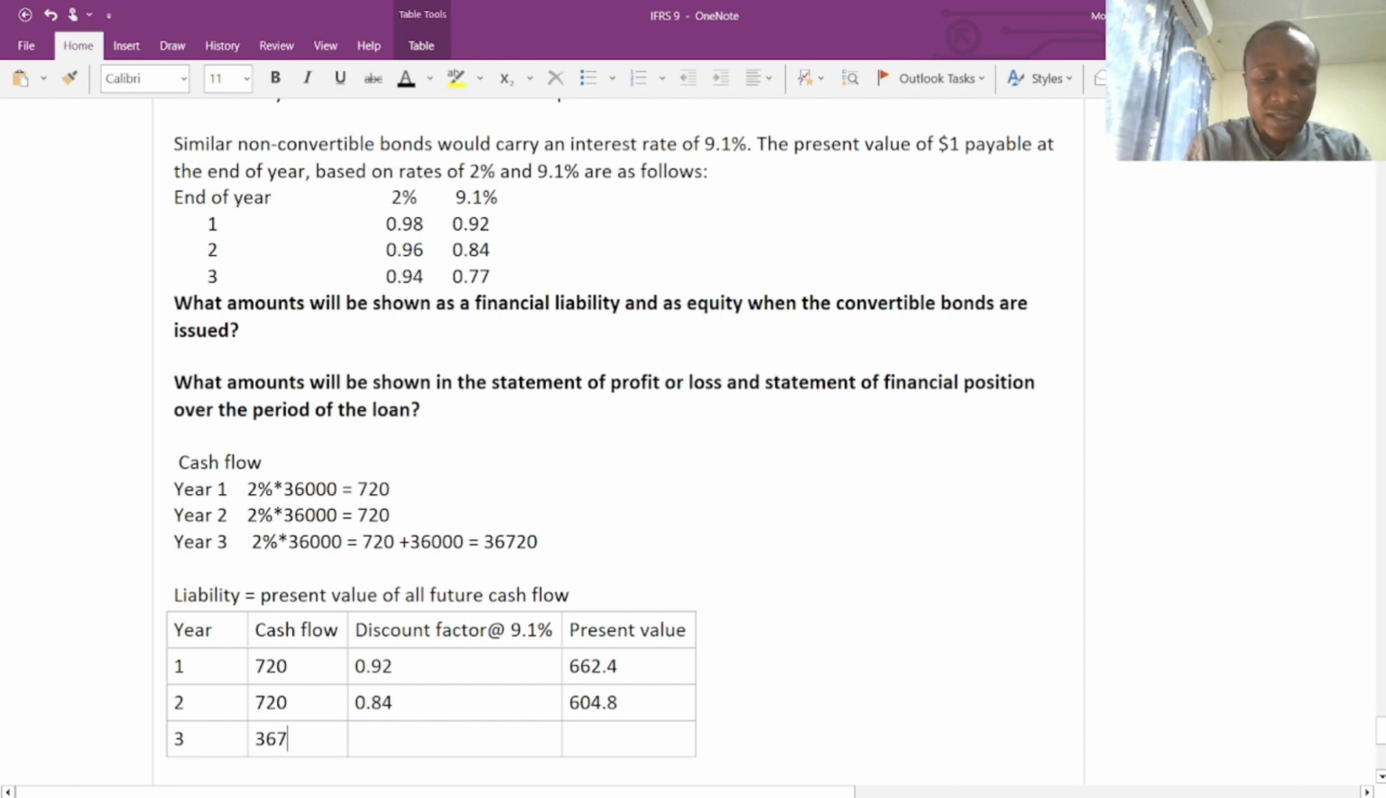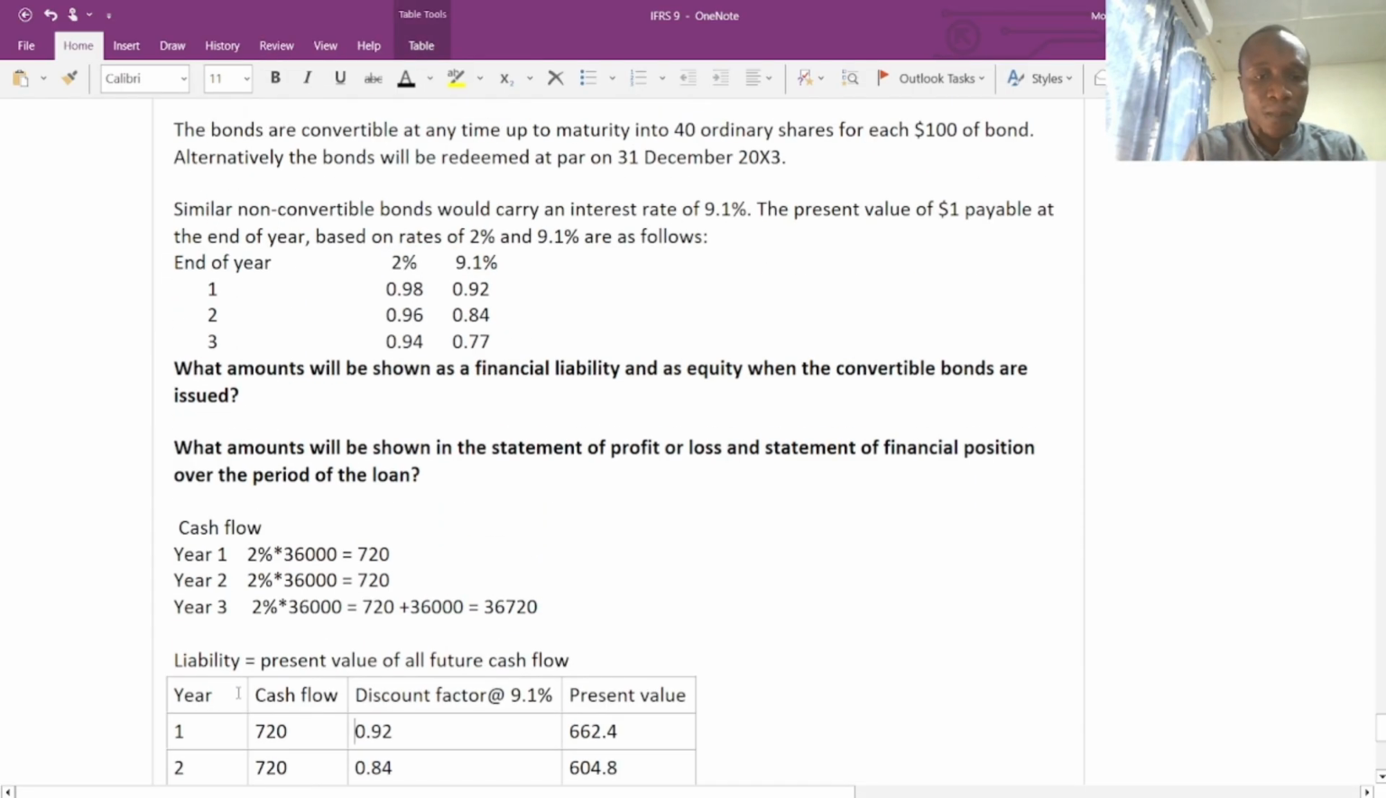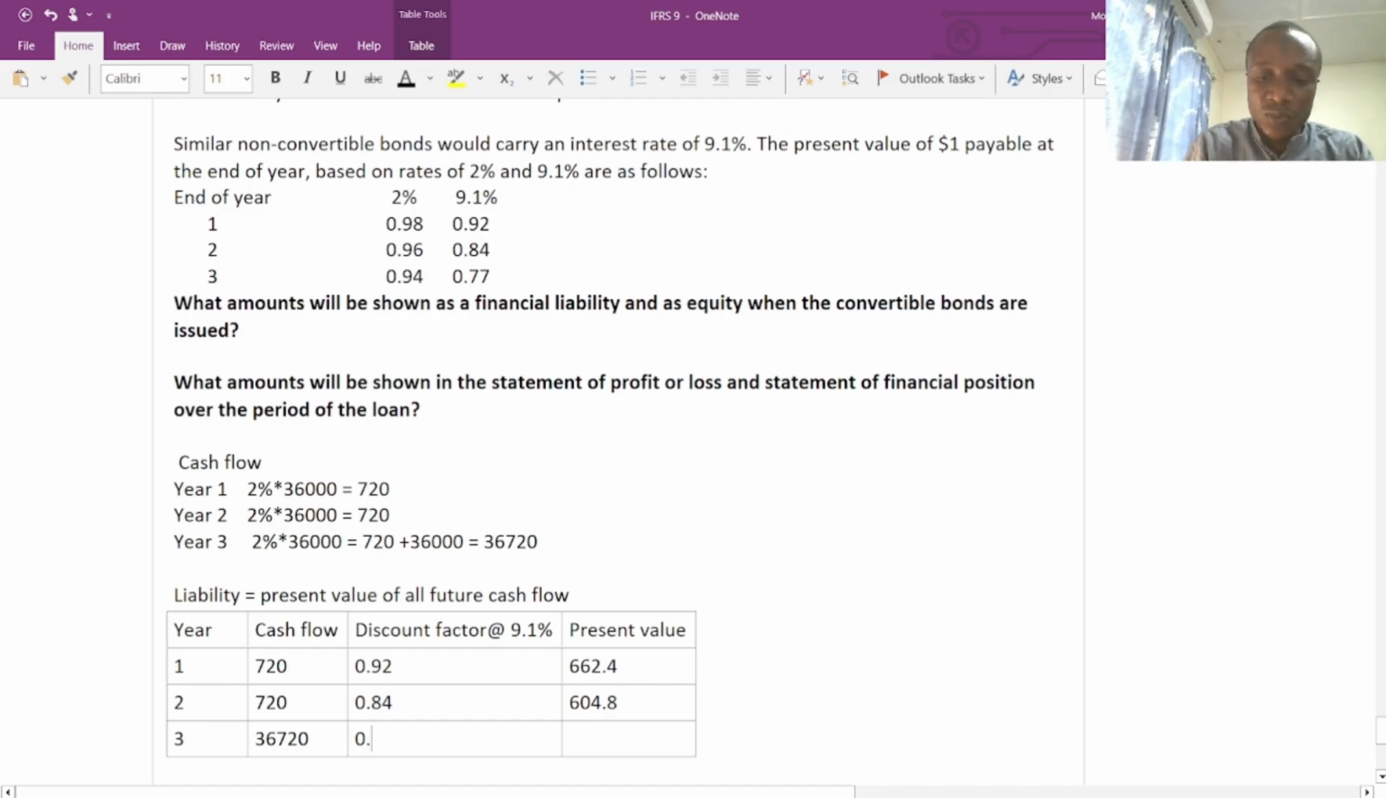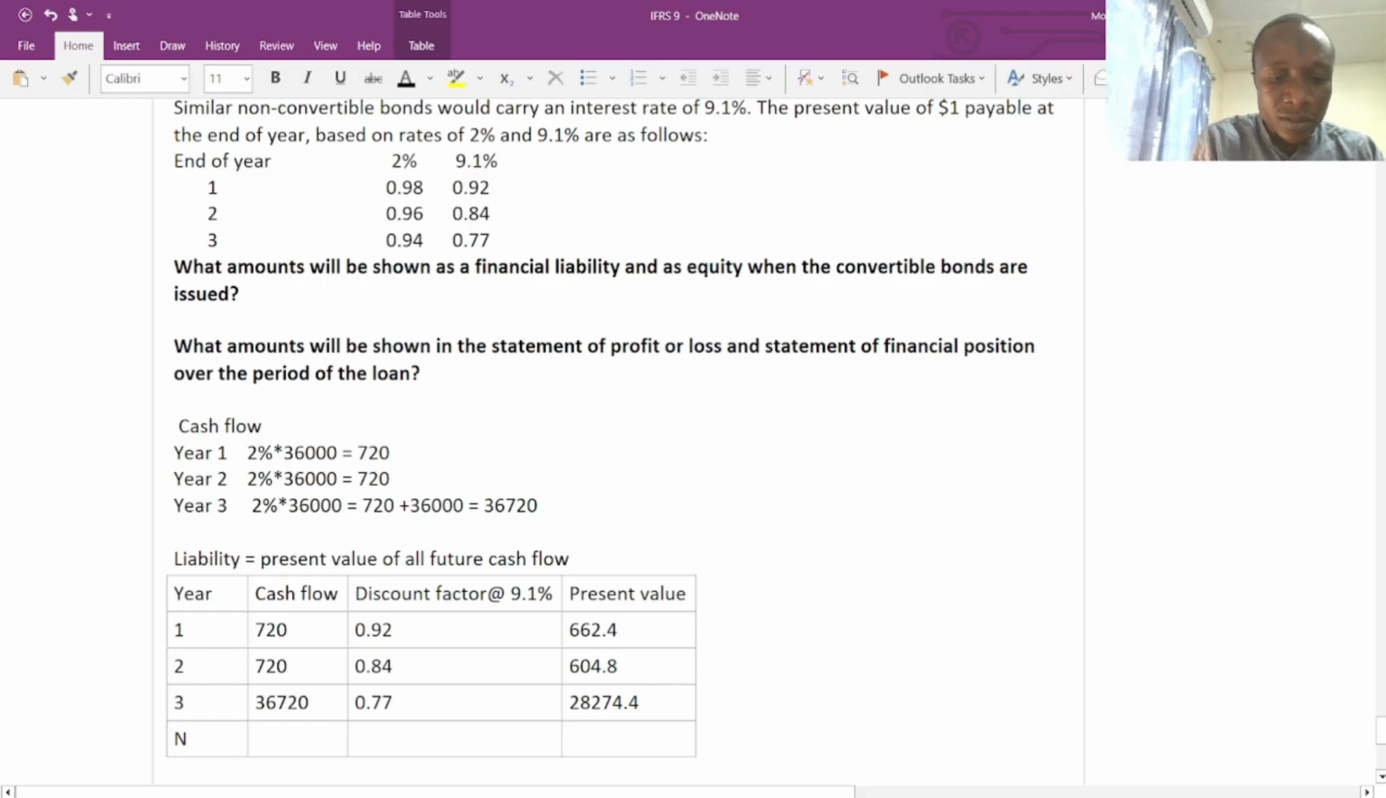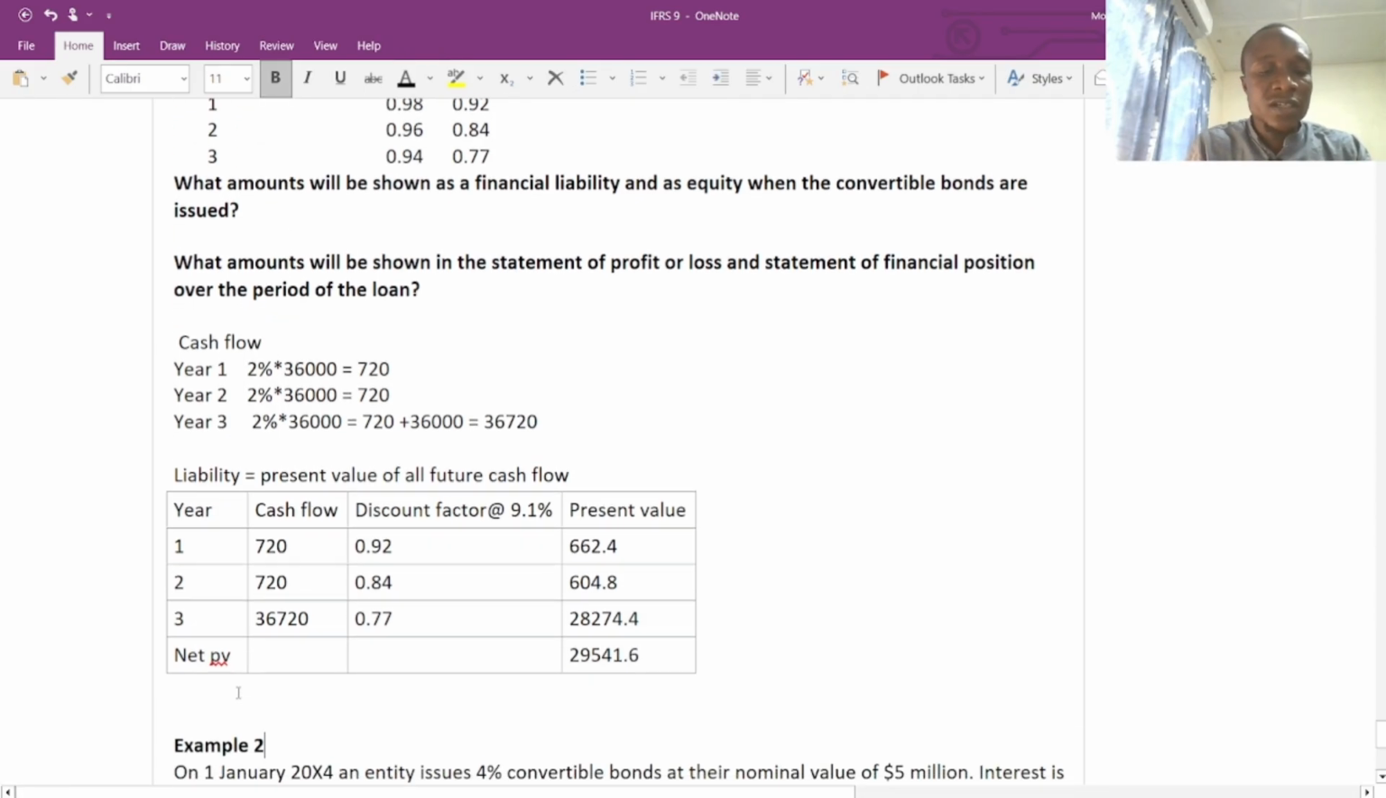Year three, the cash flow will be 36,720. 36,720 multiplied by 0.77 will give us 28,274.4. So basically, the net present value will equal 28,274.4 plus 662.4 plus 604.8, which will give us 29,541.6. So basically, this is the liability.